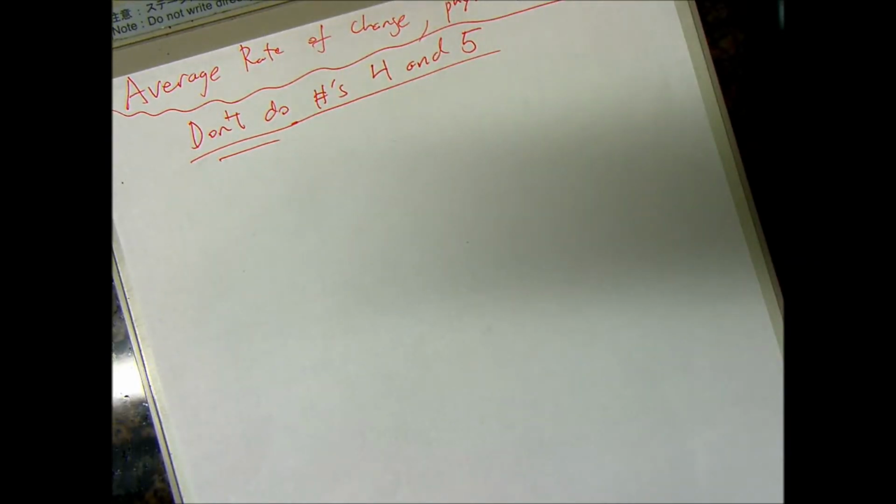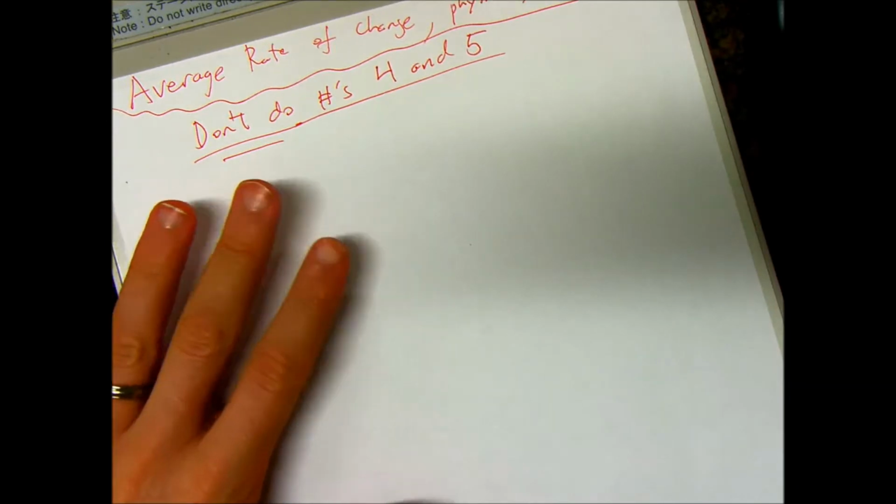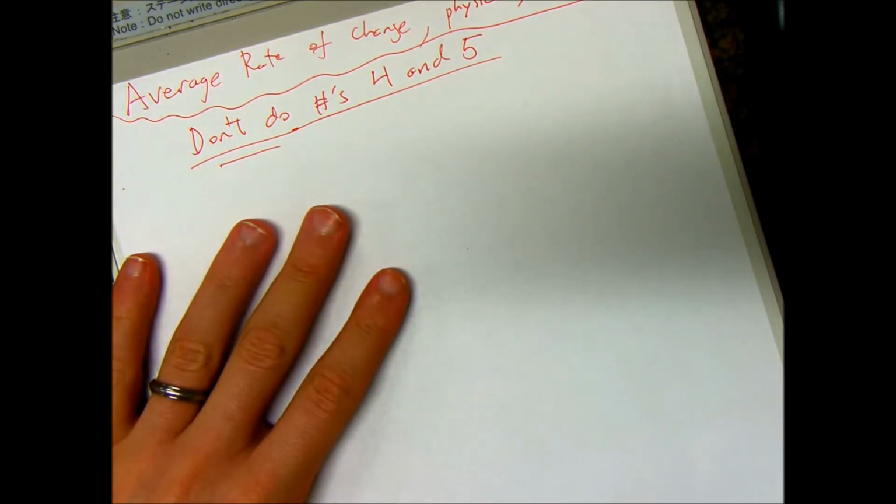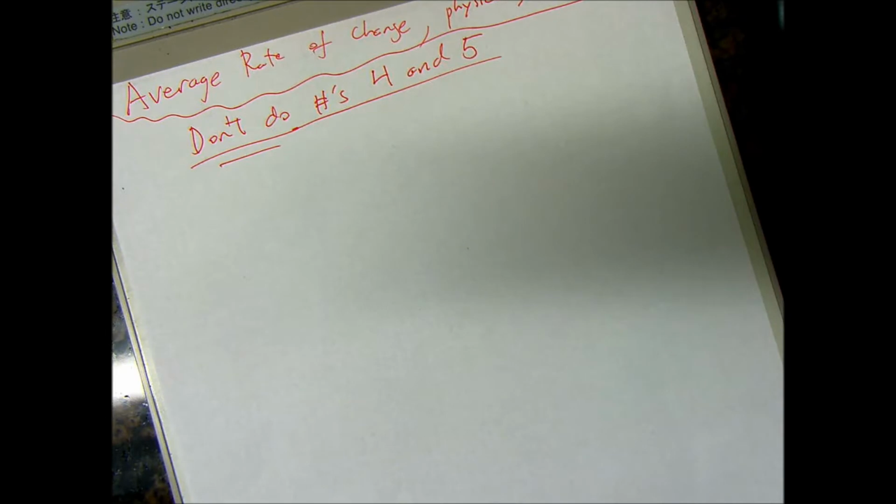So, first thing is don't do numbers 4 and 5. I got excited about calculus like I do, and I thought we could handle a trickier concept, which is being able to see what the derivative of a graph is supposed to look like. Don't do it. Skip those. Don't worry about that concept. We'll get to it when we need to.